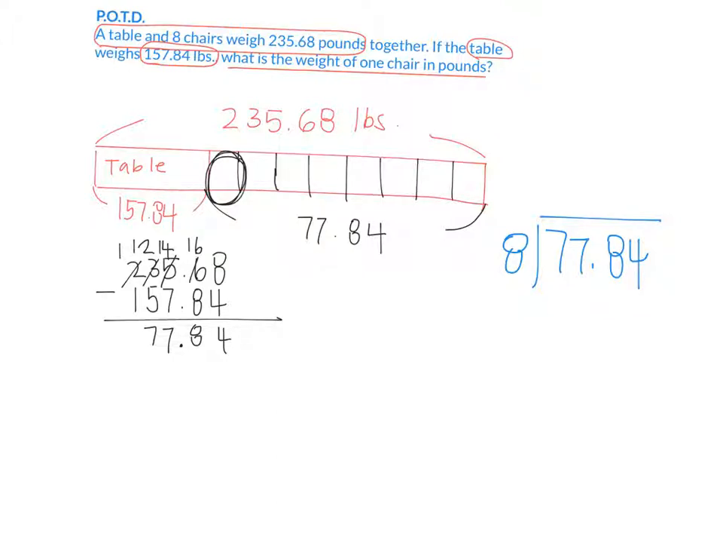Tens. How many tens do I have? If I have 7 tens and I want to share them equally into 8 groups, how many can fit in each group? 0. Okay. How many did I use up? 0. And how many are left? Okay. When I regroup those 7 tens to become ones and brother brings down the next one, how many ones do I have altogether? 77.